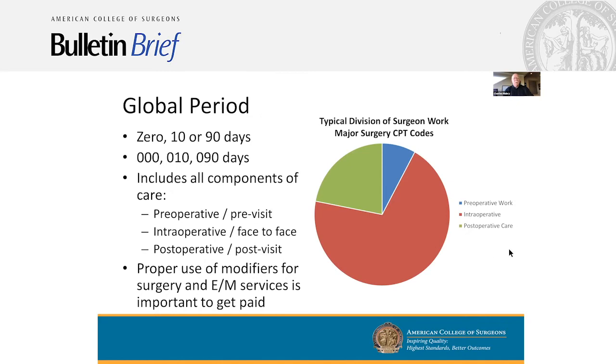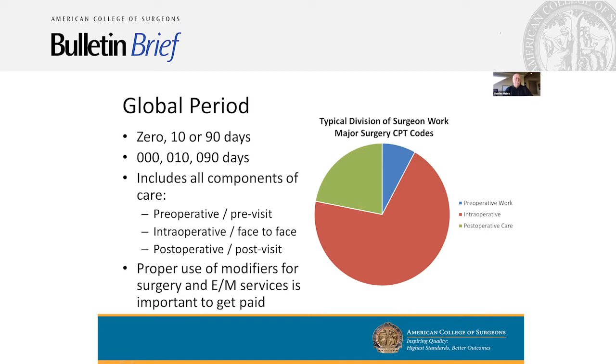Now, the global period, which is important for surgeons to understand, is really composed of either a 0-day global, 10-day, or 90-day global. Sometimes you'll see these abbreviated as 000, 010, and 090 days. I want you to be familiar with how you'll see that in some of the insurance reimbursement documentation, etc. The components of a global code really include a pre-op visit or preoperative work involved, intraoperative time, either face-to-face from skin cut to close, and then the post-operative period.